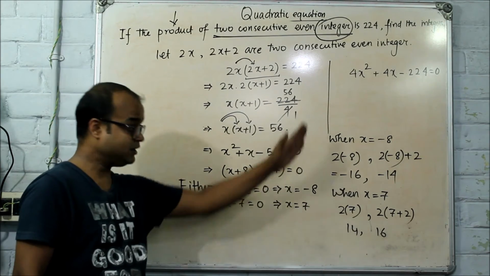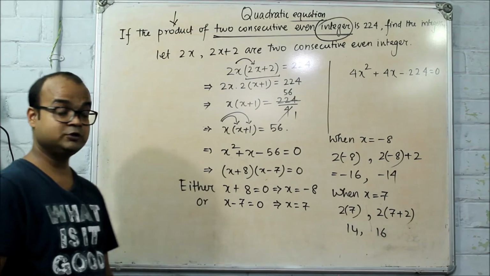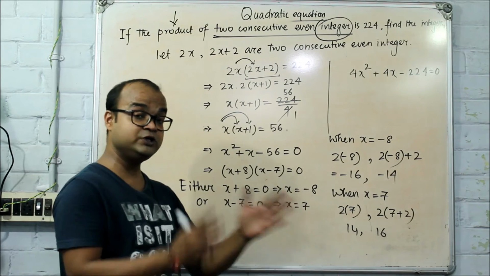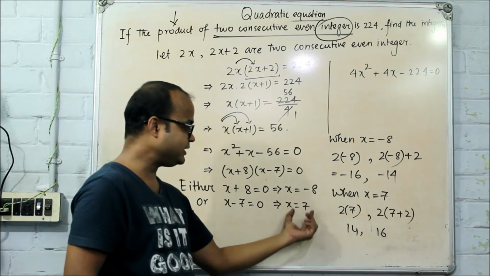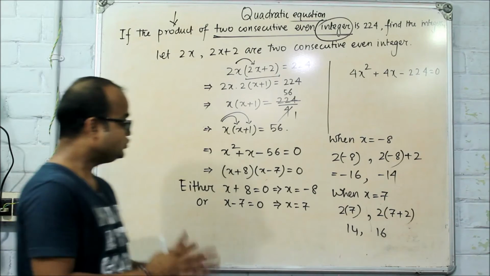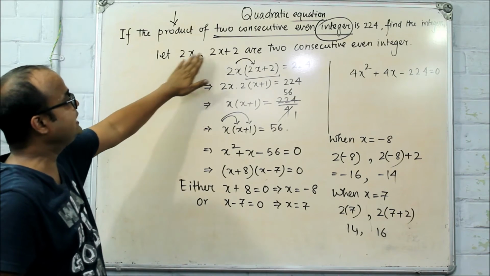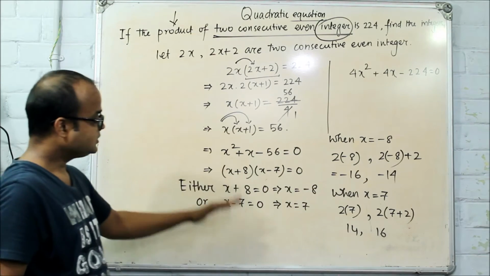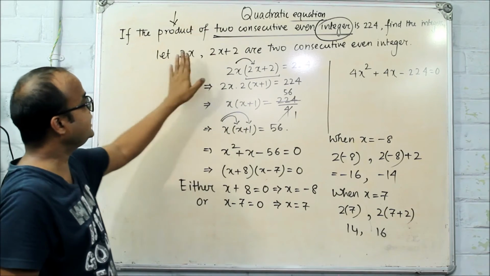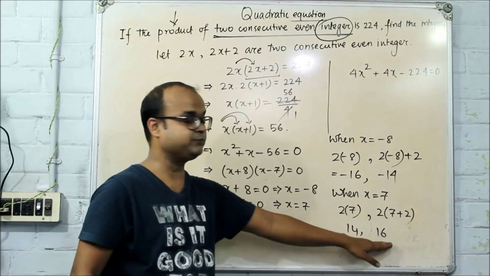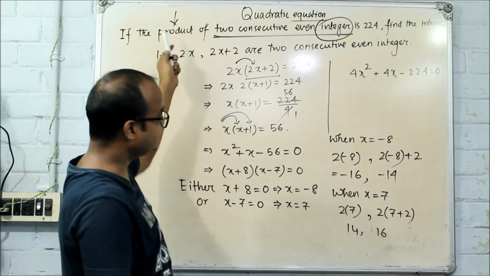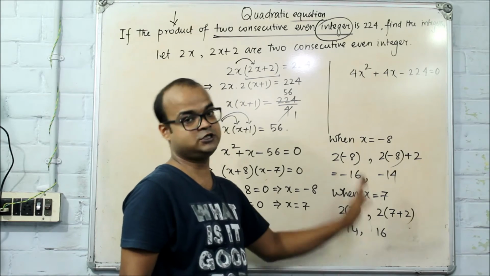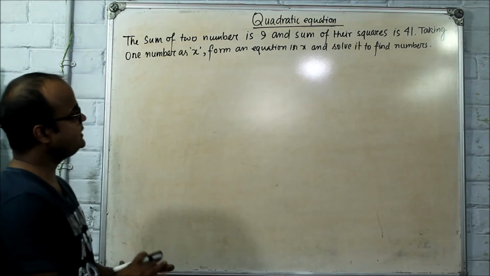Now again I am explaining this part to you because you might wonder why we are getting 4 answers. See, we are getting two different values of x. One is 7 and another one is minus 8. Corresponding to minus 8, you are getting two consecutive even integers which are both negative. And corresponding to x is equal to 7, you are getting two consecutive even integers, both positive. Now, the product is always positive: two negative numbers give a positive product, two positive numbers give a positive product.